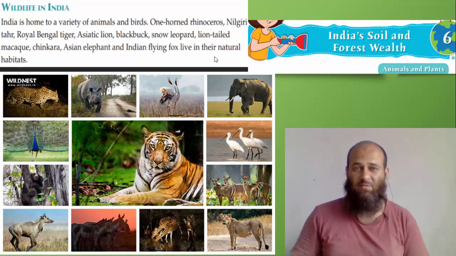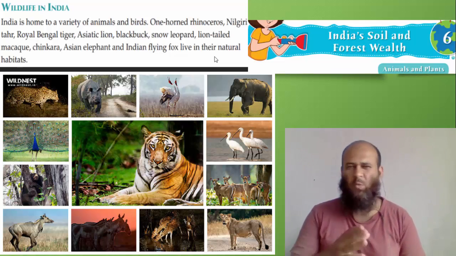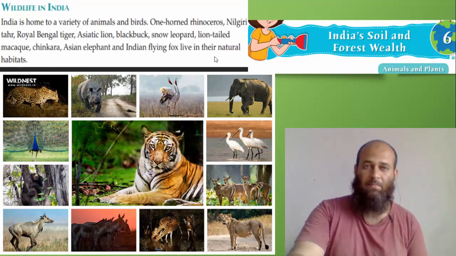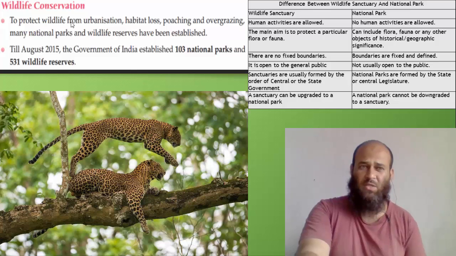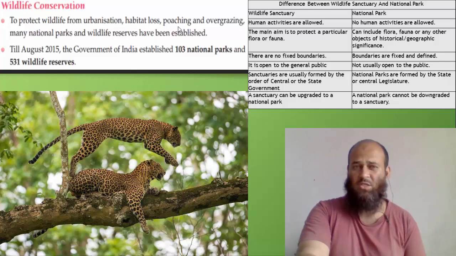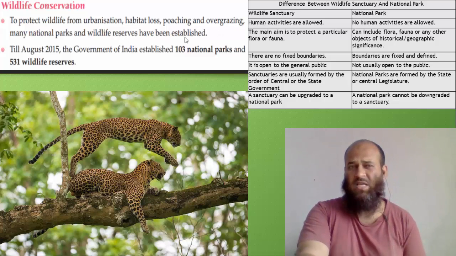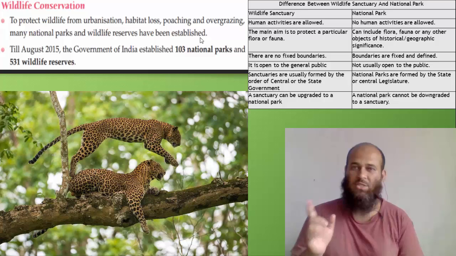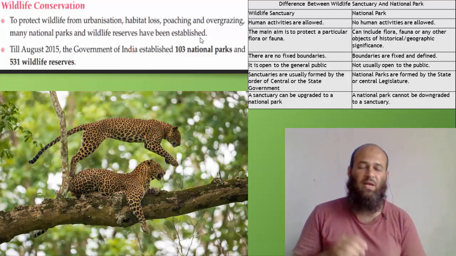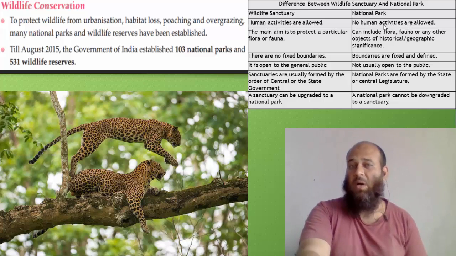Along with forests, we have some national parks as well, wildlife reserves as well. We'll have a look at them later. But now, let's see how wildlife conservation is done in India to protect wildlife from urbanization, habitat loss, poaching, and overgrazing. Many national parks and wildlife reserves have been established. So, wildlife sanctuary? Yes, human activities are allowed over there. In wildlife sanctuary, people can go, but not in national parks. People cannot go in national parks.